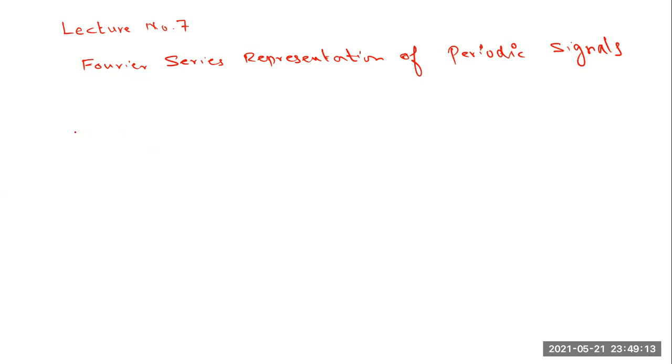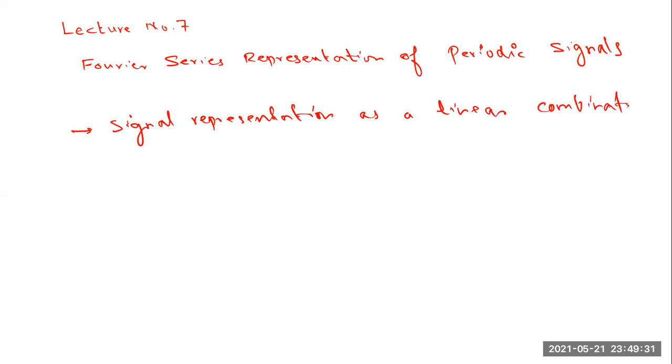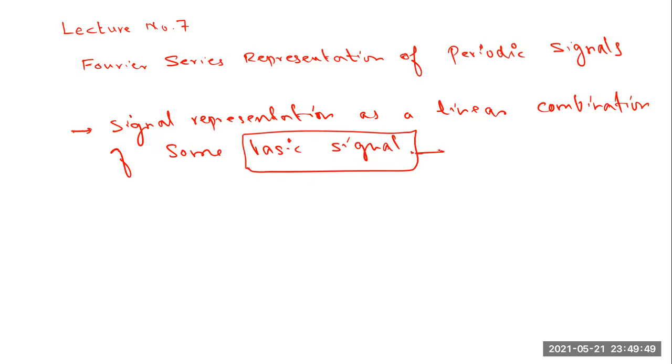So let me write the statement. Signal representation as a linear combination of some basic signal. And in the previous chapter, the basic signal that we used was unit impulse.